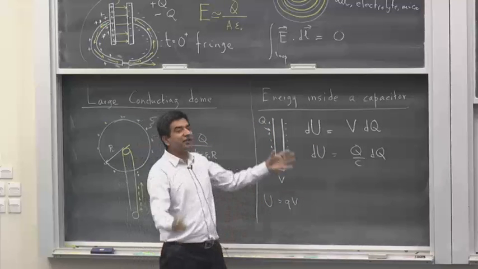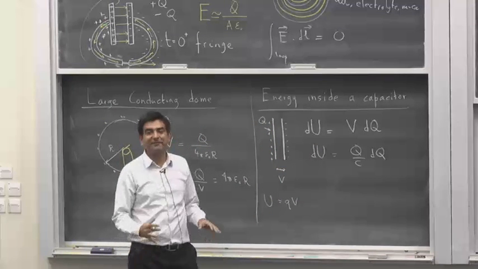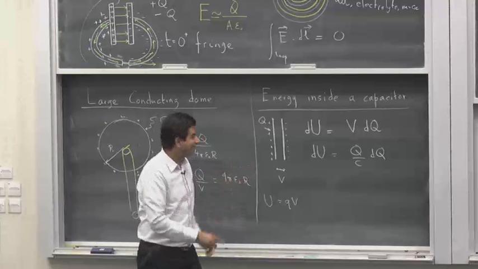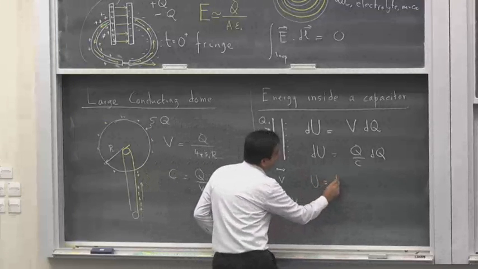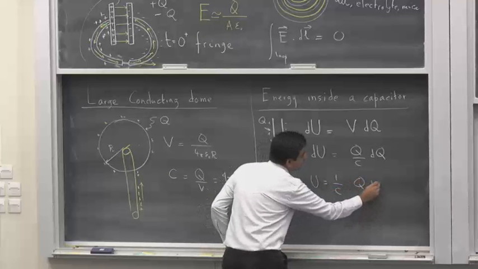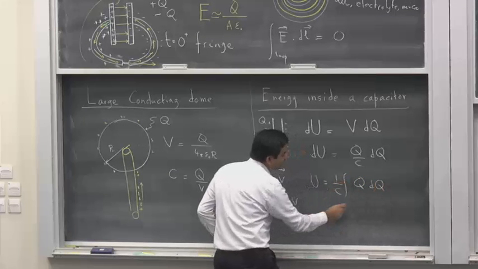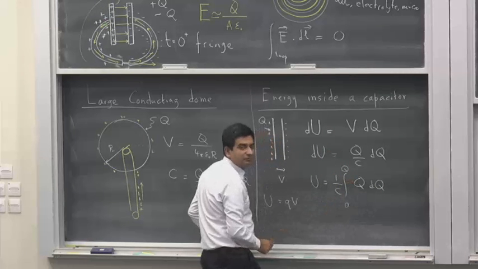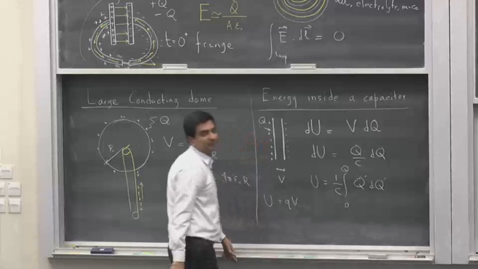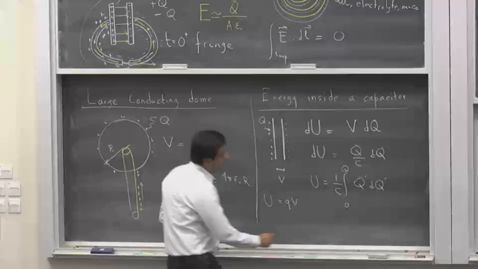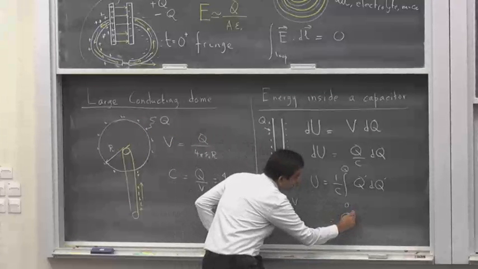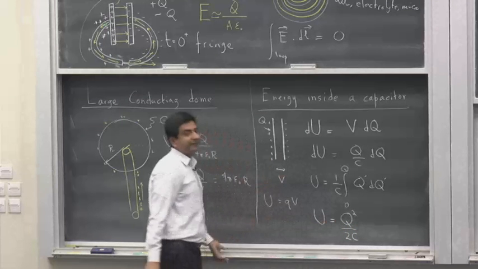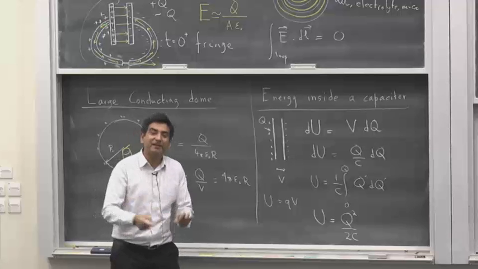So when it has been charged to its maximum, I can find out the small amounts of energy I had to make to construct this capacitor. So the total energy is going to be given by the integral of this. As I put in charge from 0 to a maximum value Q, I replace this Q by Q prime, doesn't matter. This gives me Q squared over 2C. This is the energy stored inside a capacitor.